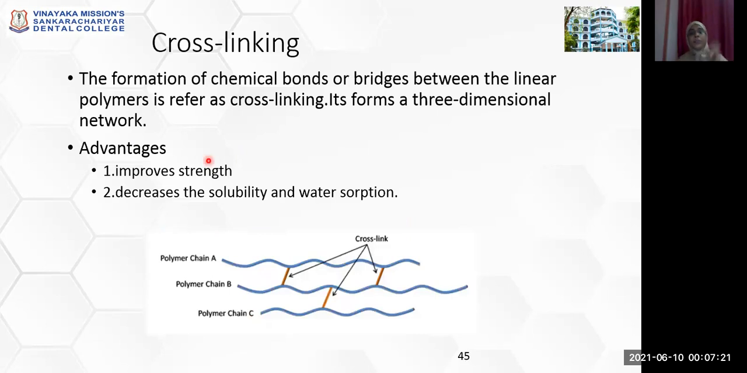Next, another thing you have to know here is cross-linking. Like say you have many different chains of polymerization taking place, and one chain gets connected to another chain by means of cross-linking. And the main cross-linking agent which we use here in PMMA resin is glycol dimethacrylate. So what is the advantage of this cross-link? So when it gets cross-linked, the strength is going to increase, the solubility and water absorption are going to decrease. So basically the physical properties increase by means of cross-linking. Fine.